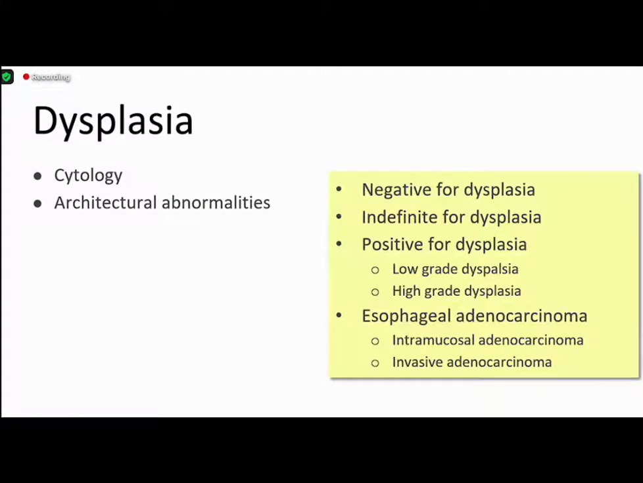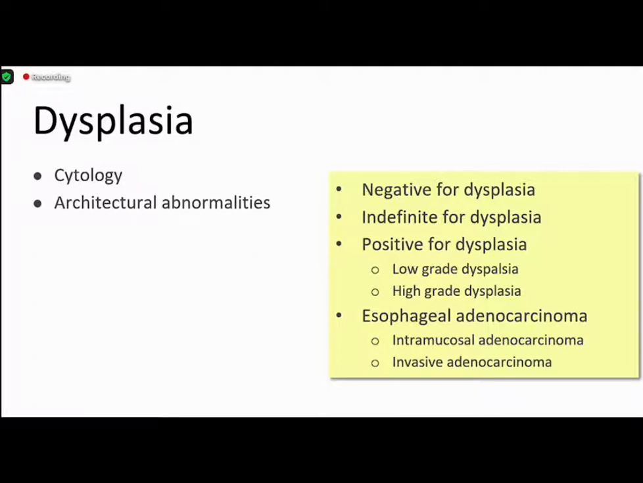In my coming slides, I would be describing these histological features, but first I would like to mention the various categories that are used for reporting dysplasia. So it could be negative for dysplasia, indefinite for dysplasia, positive for dysplasia, which could be low grade or high grade, and esophageal adenocarcinoma, which can be intramucosal or invasive adenocarcinoma. These are the categories that are most widely used here in Europe and Asia.